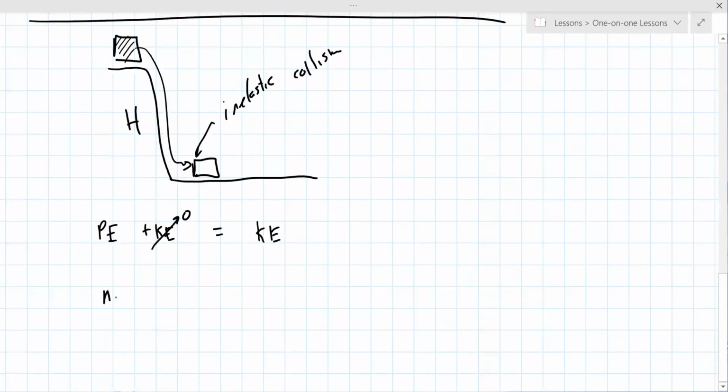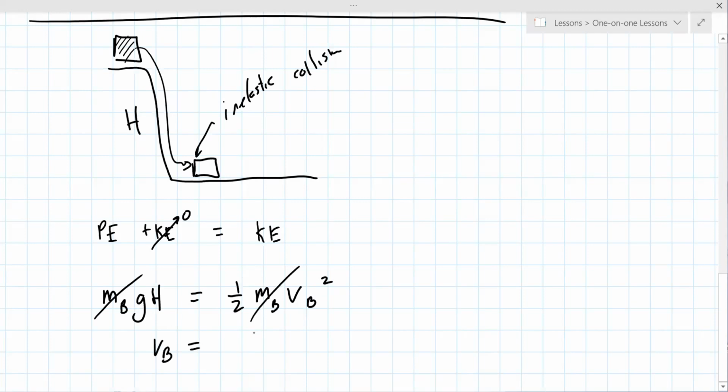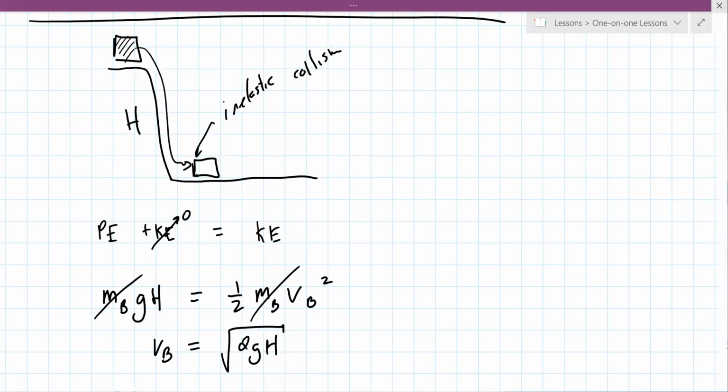So the potential energy is the mass of block B times g h. And then that equals, at the bottom of the hill, 1/2 the mass of the block times the velocity of the block squared. So the mass of the blocks cancel out, and when you solve for VB, you clear the 1/2, so you get the square root of 2gh. Well, we're not done yet.